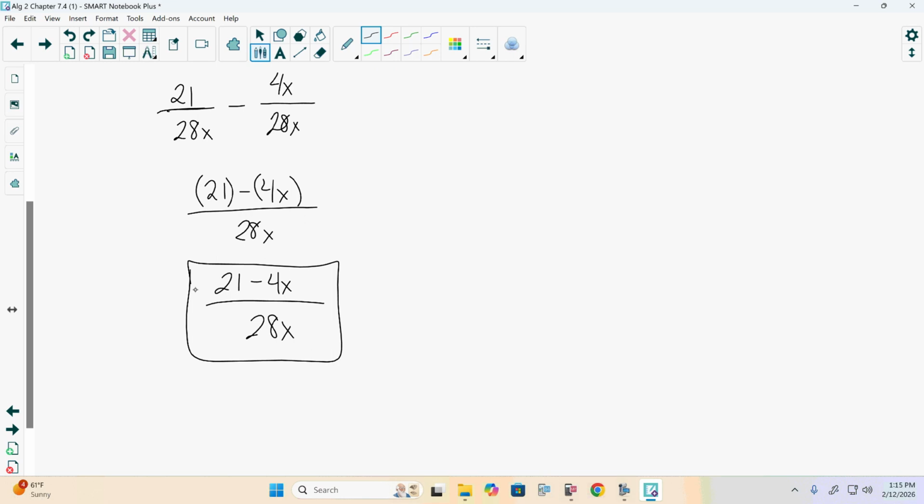No. Because the only factors of 21 are 3, 7, and 21. None of those are factors of 4. So we get this here. We don't have to switch it if we don't want to say negative 4x plus 21. 21 minus 4x is just fine. Questions on this here?